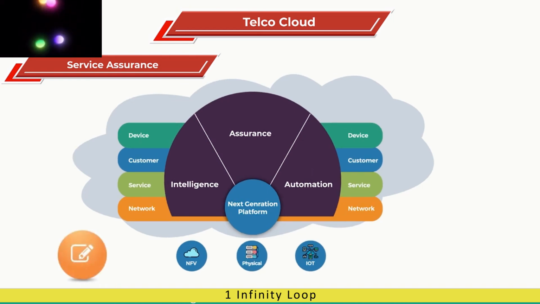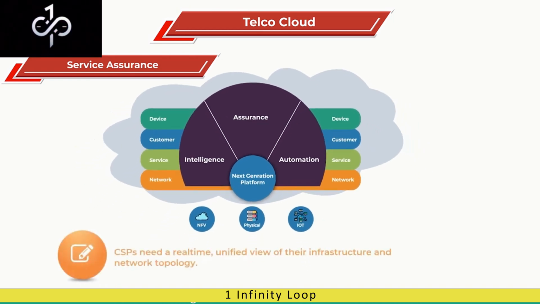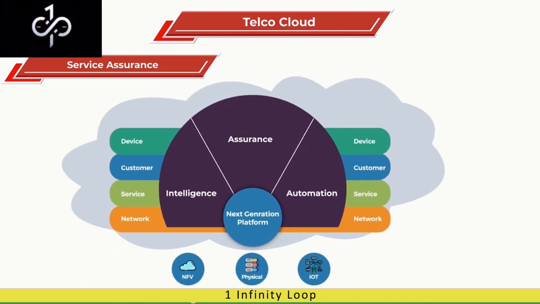To compete and innovate successfully, CSPs need a real-time, unified view of their infrastructure and network topology. Network operations need top-level visibility across all domains to be able to monitor end-to-end network performance and customer quality of service. They also need to be able to drill down into their networks to get more granular insight into the causes of degraded performance or into possible ways to optimize the allocation of network resources.